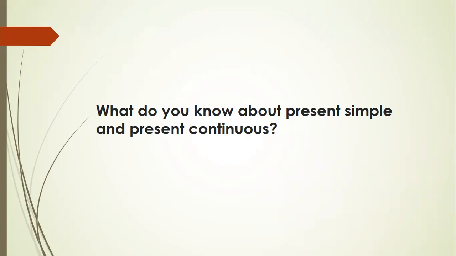However, second example, she is living with her parents. Here we use the present continuous to talk about something temporary. In this example, we expect the situation to change. So if we say she is living with her parents, it means in the near future the situation will be changed.